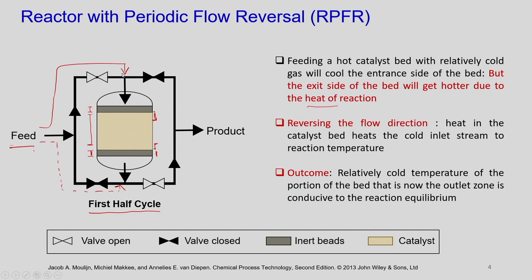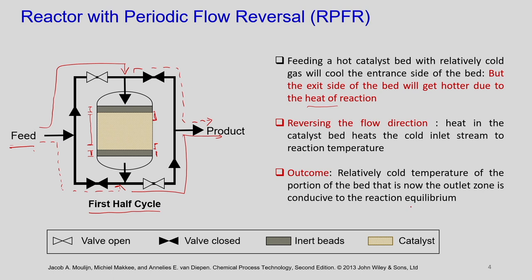Earlier, in the first cycle, the product was coming through this part. This is the product, if I draw it in bold lines. In the second cycle, the product will come here and exit here. So, I am reversing the flow. One cycle has two half cycles. The outcome is that the relatively cold temperature of the portion of the bed that is now the outlet zone is conducive to the reaction equilibrium.